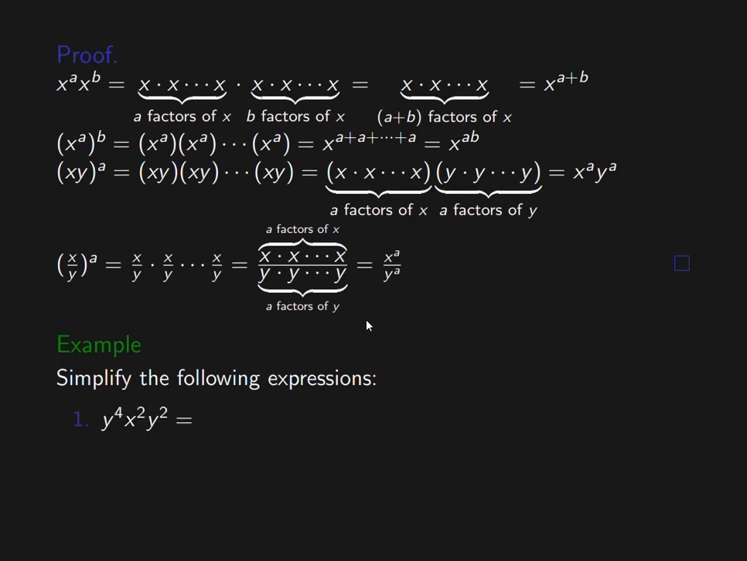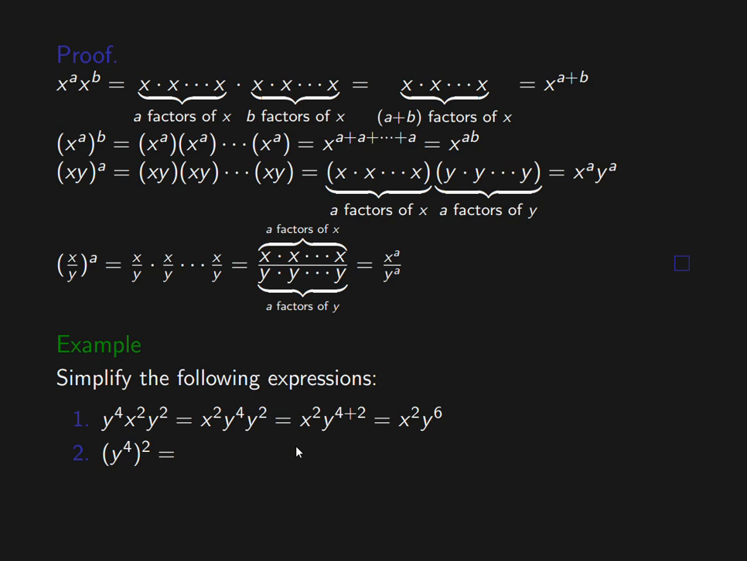y to the power of 4 times x squared y squared. First, let's use the commutative property and swap x squared and y to the power of 4. Now we can use the first rule, which says if the base is the same, we simply add the exponents. So this is equal to x squared y to the power of 4 plus 2, which is x squared y to the power of 6.